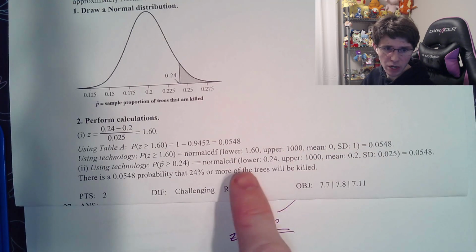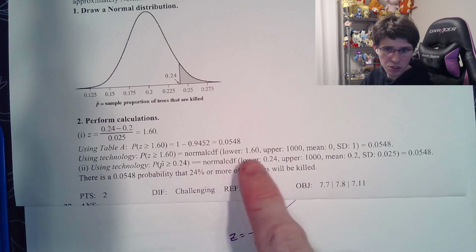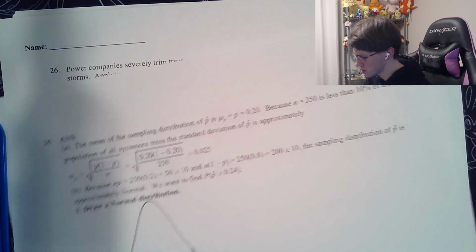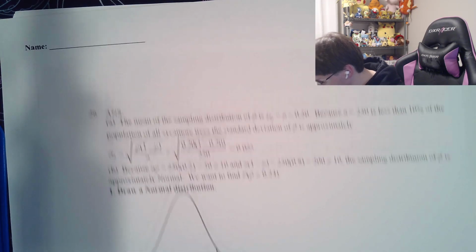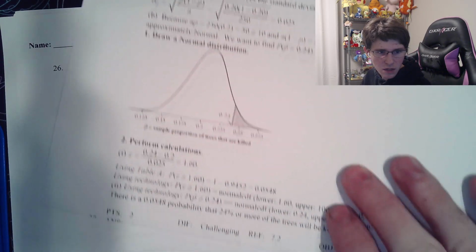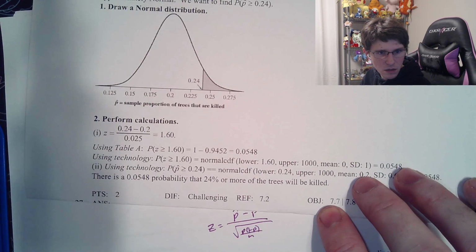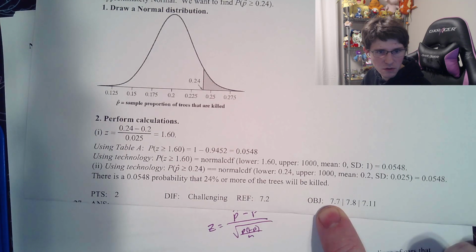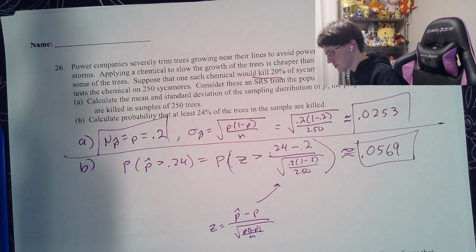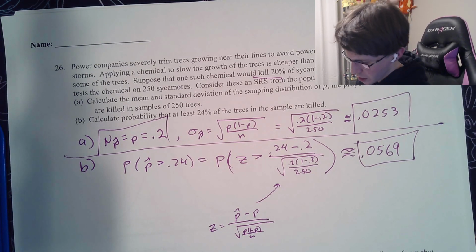Our calculation was right though. Using technology, we got 0.0548. That's exactly what we did. They got 0.0569. I wonder why. What did we do? Do we do anything different? 0.0025. I think mine is just more of a perfect answer than theirs. Yeah, they use 1.6. Yeah, mine's better. This is correct. 0.0548 is fine, but theirs has rounded values.